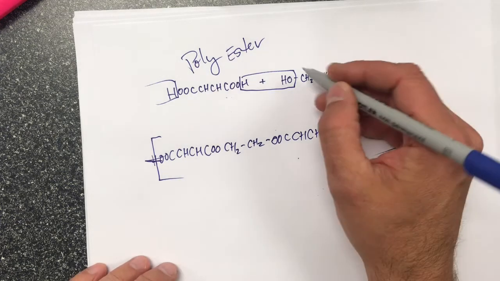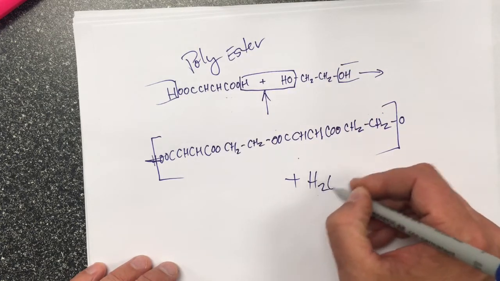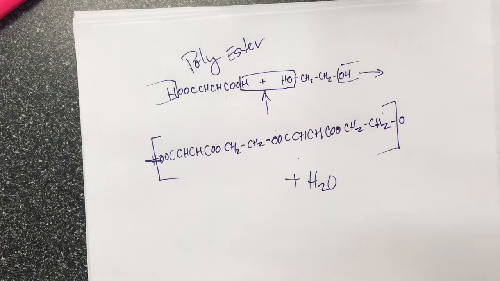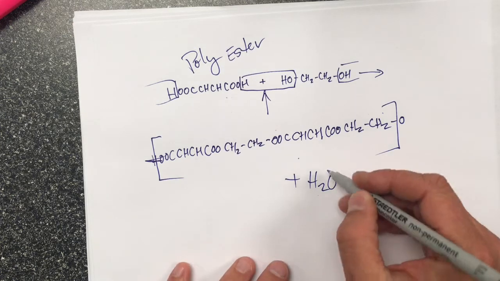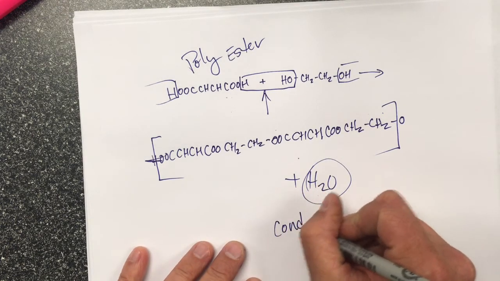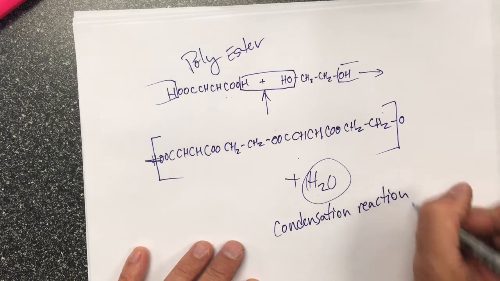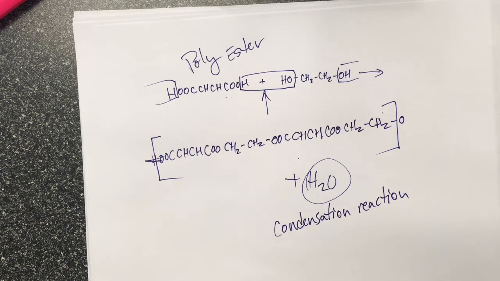But the other thing that's being made is I'm removing a water each time. So every linkage yields one more water. And that water is going to be present, and we call this a condensation reaction. When you get water as a byproduct from a reaction, they're called a condensation reaction, perhaps a condensation polymer. Those were mentioned in another video as well. So that's different than addition polymers. Addition polymers are where you've got alkenes reacting in repetitions.